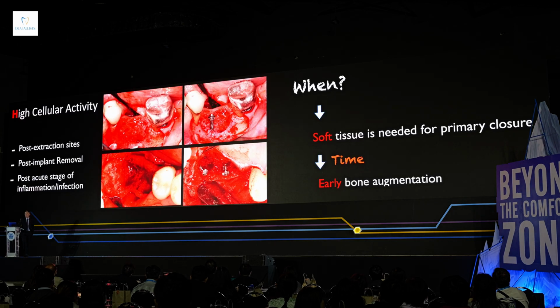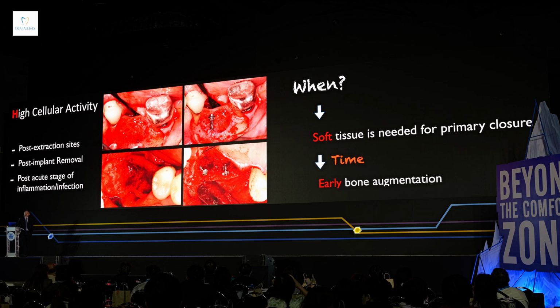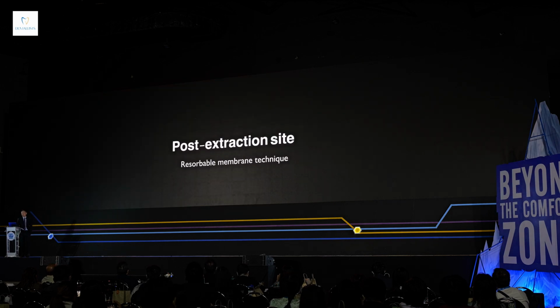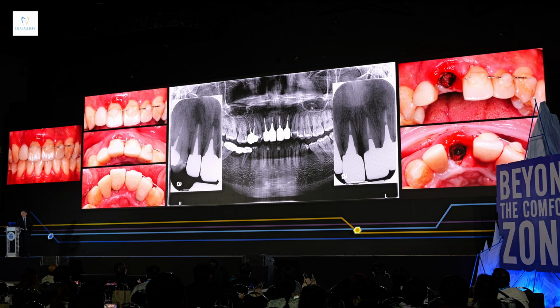So let's go to scenario number 2. Scenario number 2 is still high cellular activity, but we can wait. And that's my preference: post-extraction, post-implant removal, or any post-inflammation. So whenever we need soft tissue, I use this protocol. If there's a vertical bone loss and I need soft tissue to close it up, I use the early bone augmentation protocol. So I'll give this example, post-extraction.